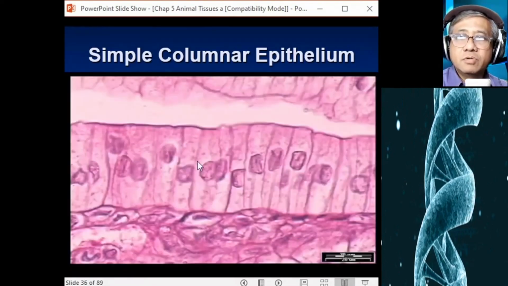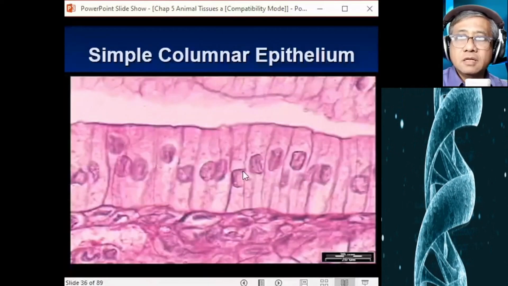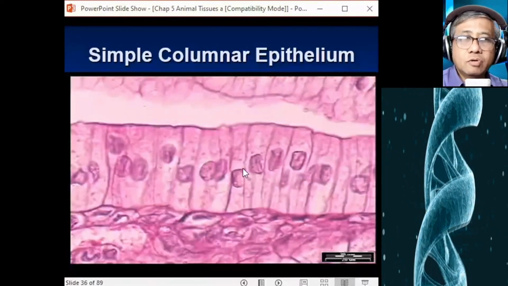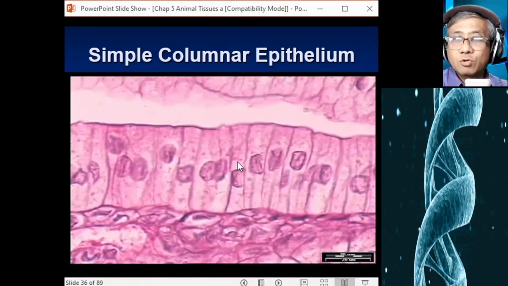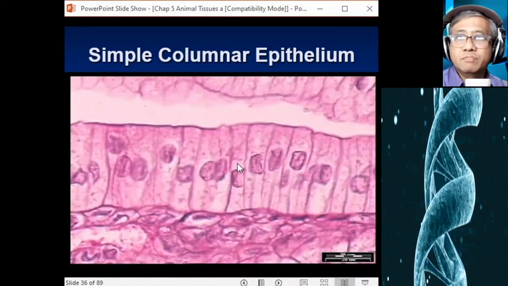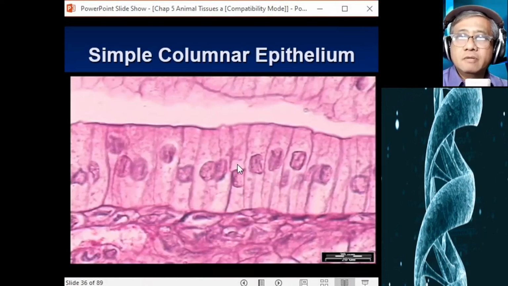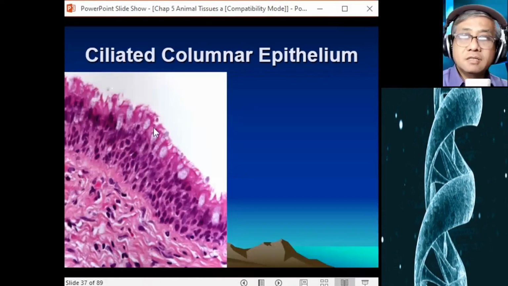So this is simple columnar, with only a single layer of column or elongated shape cells. Mayroon ding stratified columnar. Okay, ito simple columnar siya. Alright, then next we have ciliated columnar.